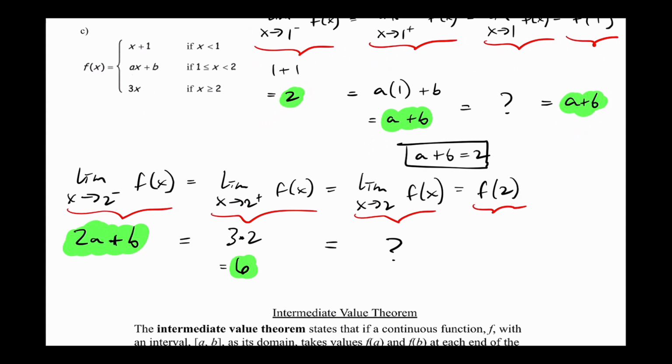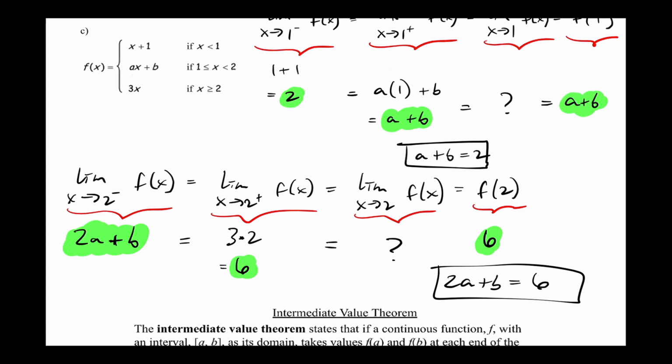F of 2. What is f of 2? How do I figure out what f of 2 is? Bottom. We're going to use the bottom because that's where it's equal to 2, right? So it would be 6. So this is kind of the same deal as the last one, right? The best I can do is say 2a plus b equals 6. That's the best I can do right now, right?